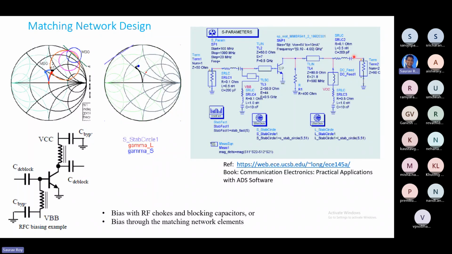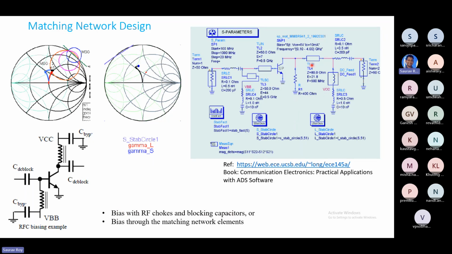Okay. So this has been taken, and it requires an RF choke here. Even you can take the RF choke with a high inductor value and the corresponding R and C parasitic values. So here it means we are taking the first way, bias with RF chokes and blocking capacitor. That is what we are doing. So we need a separate RF choke and all.